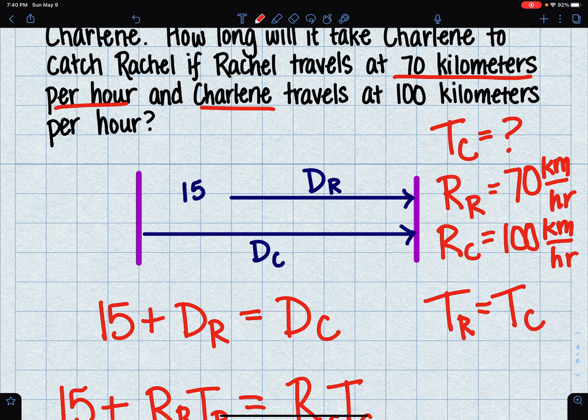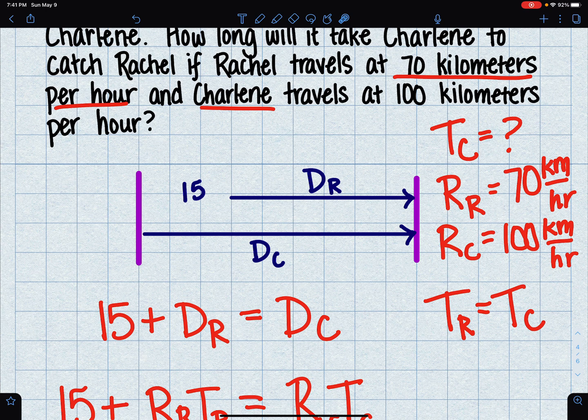How do we know that? We know that because, how do I explain this? It's kind of like if you're starting a stopwatch, you start it when Charlene starts here. It's like time starts here for Charlene and time starts here for Rachel. But they're going to catch each other. So they end up here at the same time. Because when will one of them catch the other one? When the time is the same.